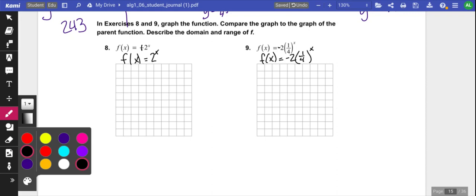Don't look at your paper and go, that's not the one that I have, right? Changing 8 to be a positive, we're changing 9 to be a negative.